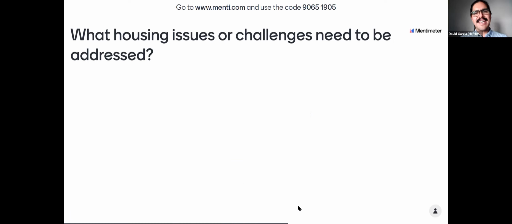And this next question, I think, might be even harder to answer in a Menti poll, but it is, what housing issues or challenges need to be addressed? So what are some of the big issues that you've identified in your own experience in Petaluma that you want to make top of mind as we start this conversation today?